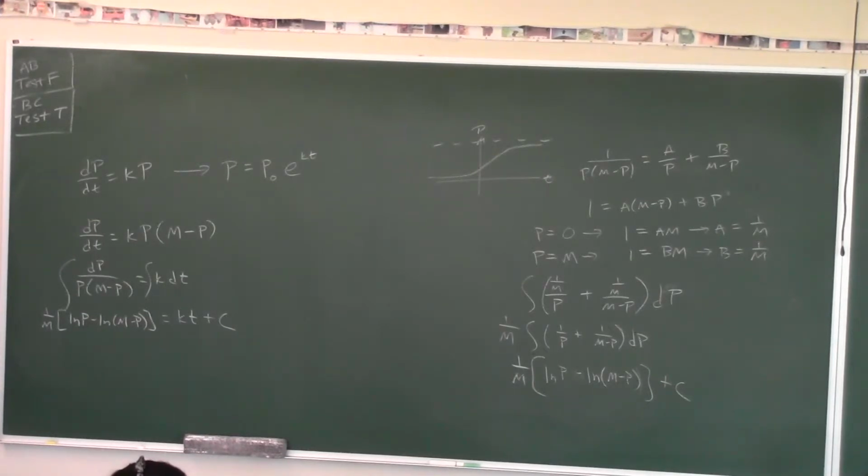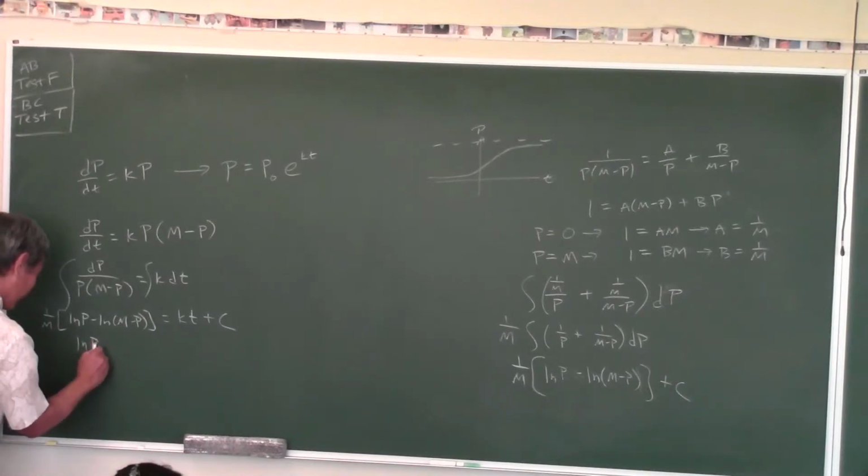Okay, now what's the last step? I actually did the calculus part, now it's just the algebra. What are we solving for when you solve the differential equation? You're solving for p, the population, right? The equation for the population. So how do I go about solving for p here? Multiply both sides by m.